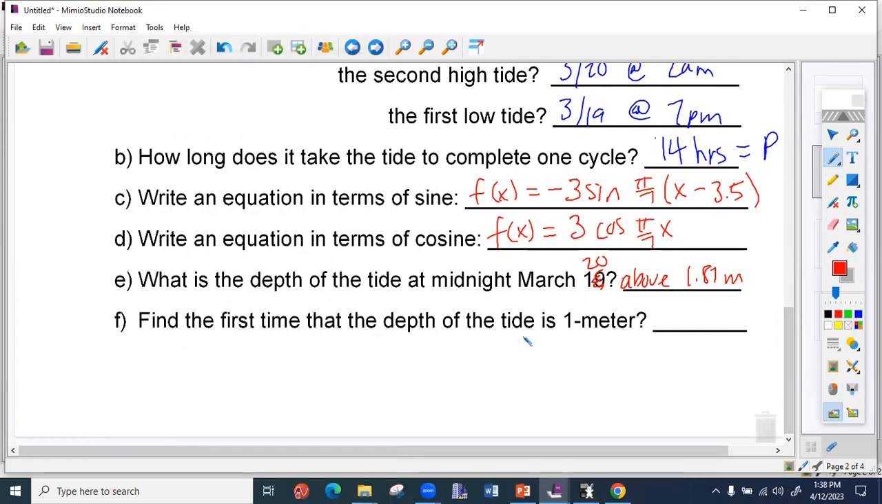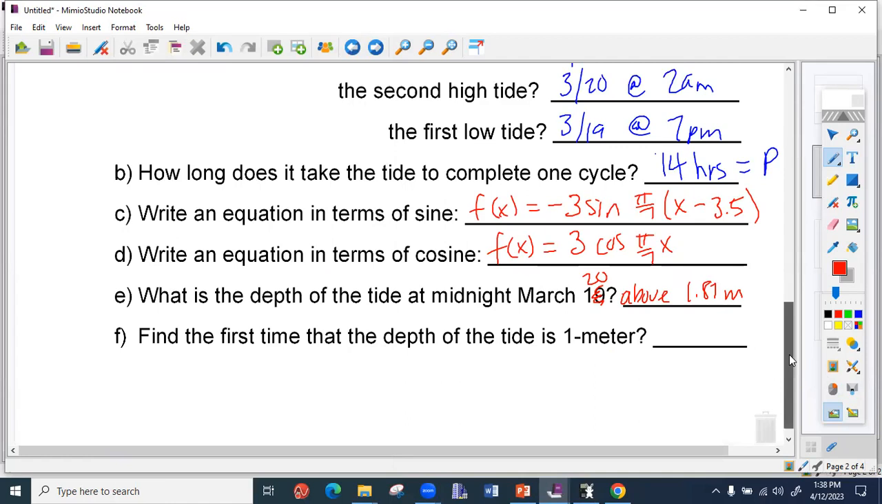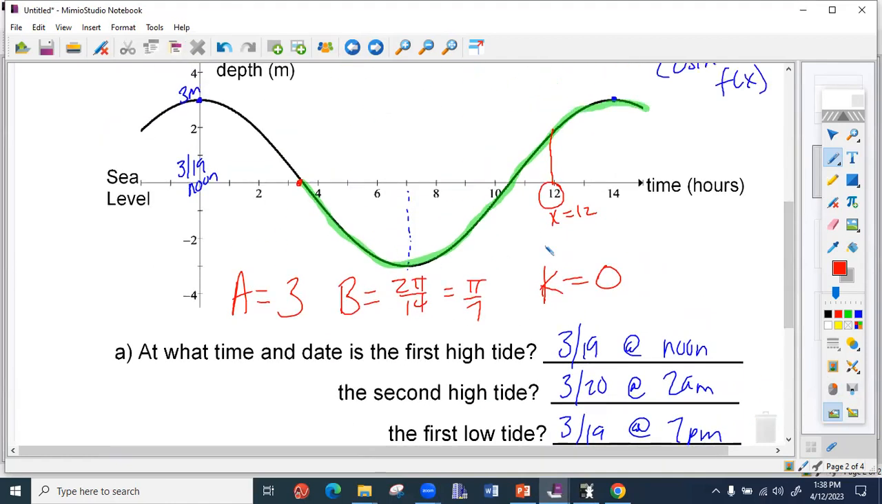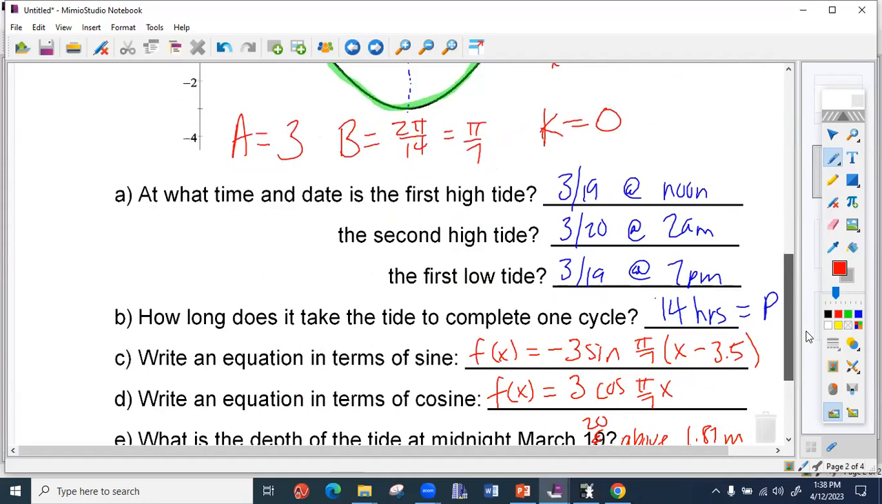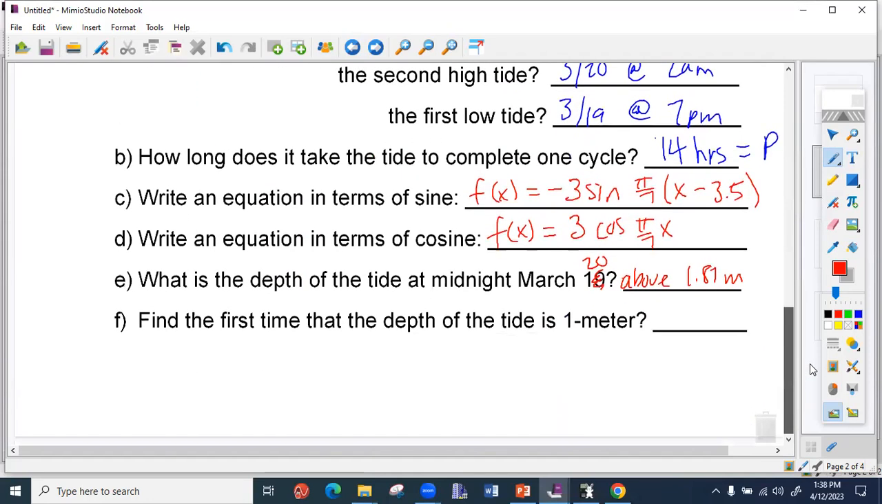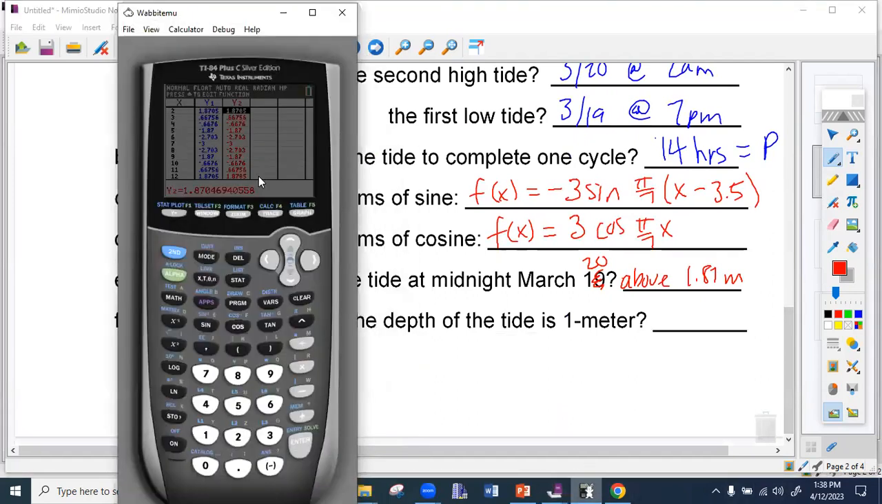So here it says find the first time the depth of the tide is 1 meter. So it's giving you your y value. It's asking you, and y'all know I can't draw a straight line, so pretend this is just straight, at what points does this happen? Okay, it doesn't want us to find both. It only wants us to find the first time.